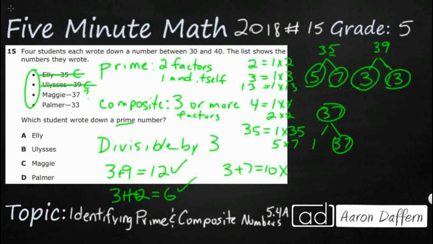So let's just make sure our 33 is composite. And look at that. 3 times 11. 3 plus 3 makes 6. That's divisible by 3. So even though we've got 3 and 11, it is a composite number because it can be broken down in another way. So our answer is going to be Maggie's 37.